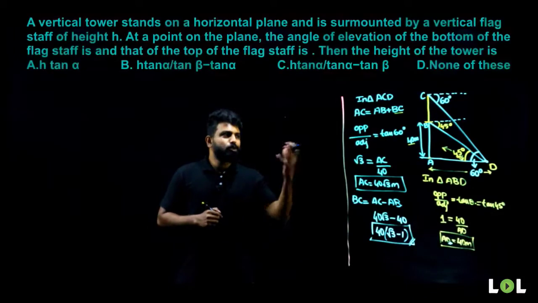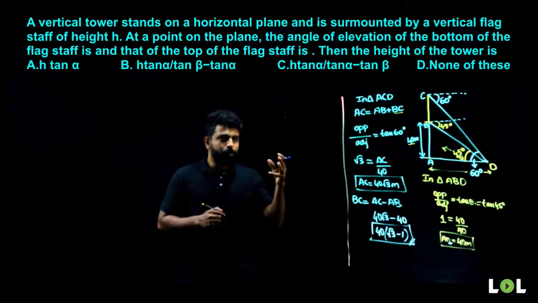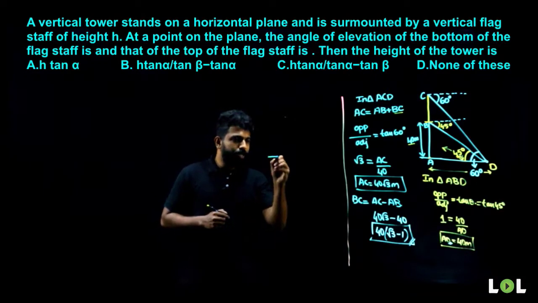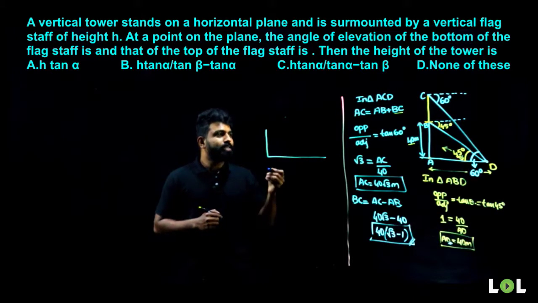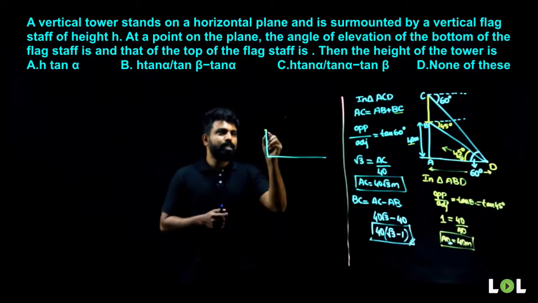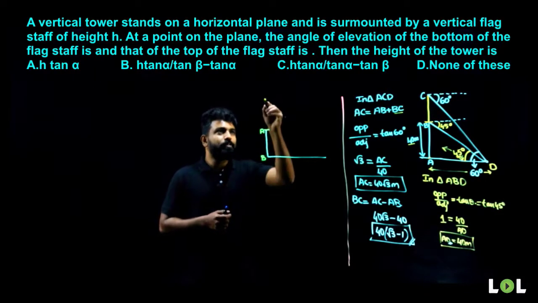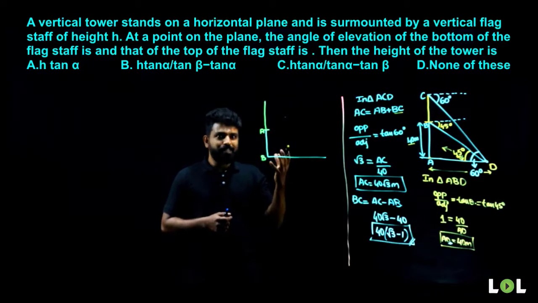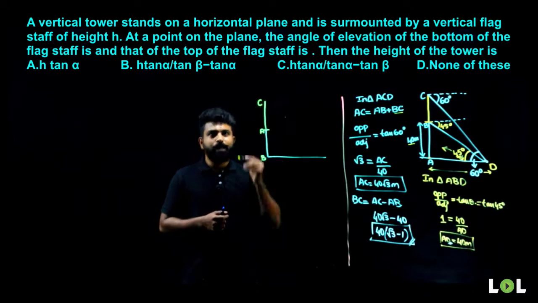So let's move on to the next question here. What does it say? A vertical tower stands on a horizontal plane. So there is a horizontal plane here. On top of that, there is a vertical tower. It is surmounted by a vertical flag shaft. So it is very similar to my previous problem. So there is one point. I'll consider this point as A, this point as B here. So there is a flag pole here. What do you mean by surmounted? It means it is mounted one upon the other. So this is nothing but, I'll consider this point as C.